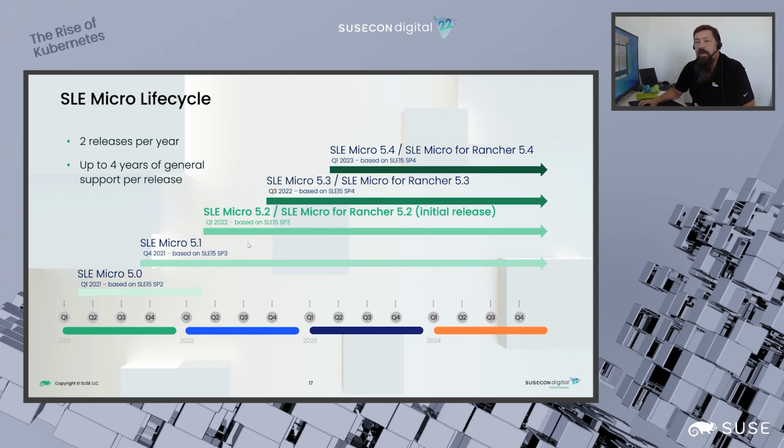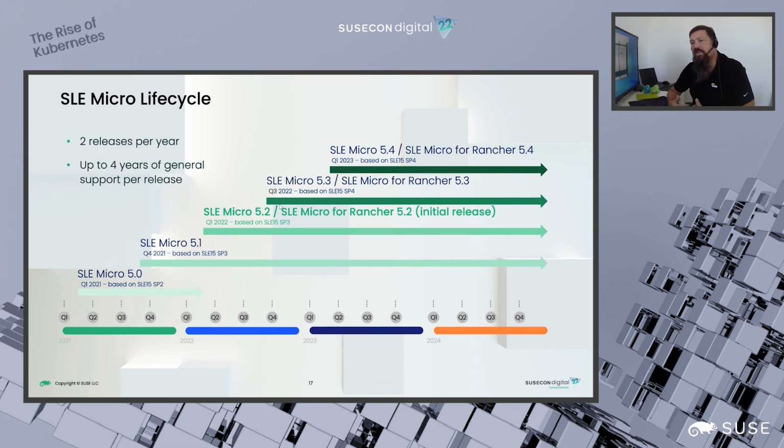What we're looking at right now is, like I said, we've been at this for a little while. SLE Micro version 5 was back in Q1 of 2021. 5.1 came out at the end of 2021. Now we're stepping into some of the future pieces. We do have version 5.2 out today. The initial release of SLE Micro for Rancher really is more of a fall time frame.